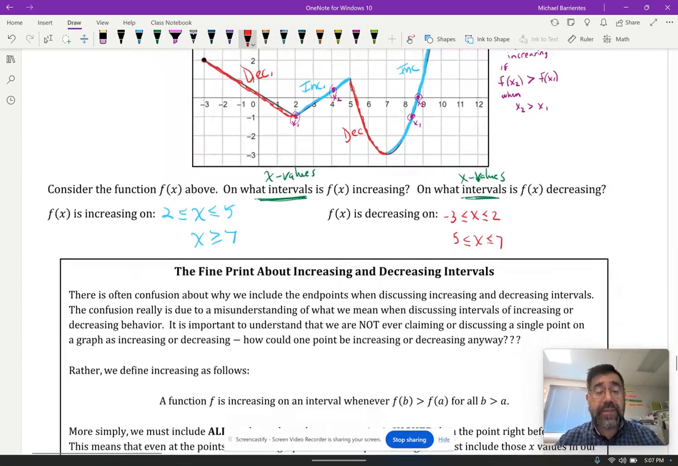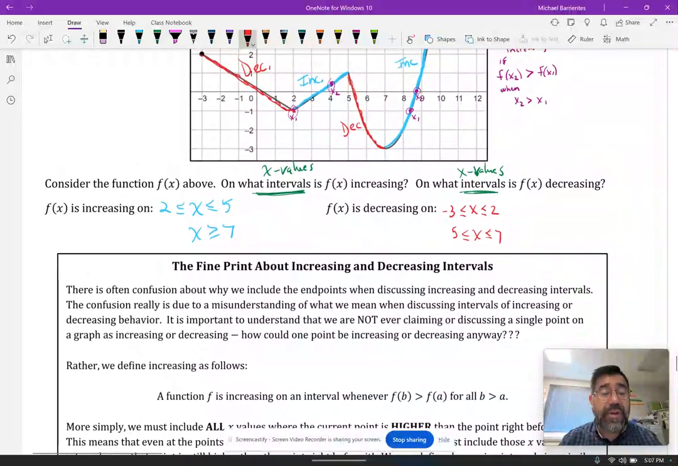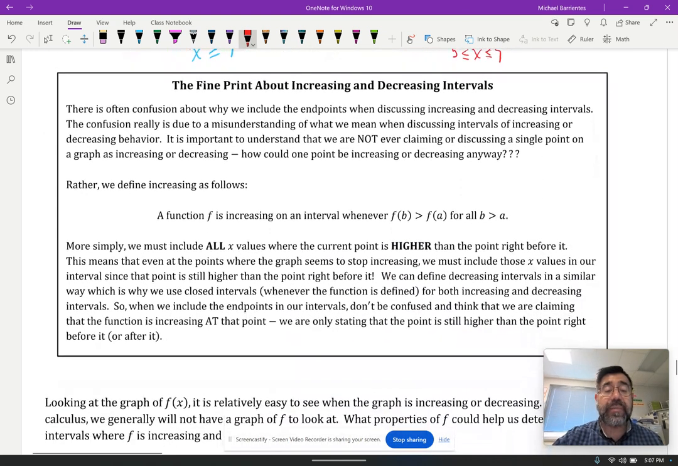Okay, and we should notice a couple of things. We should notice that I included the endpoints in these intervals, right? I included 5, I included 2, I included 7. I know that because there's a less than or equal, and then -3 is included, 2 is included, 5 is included, 7 included. And so the question becomes, well, wait, why did you include 7 on increasing and then include 7 on decreasing? And so I'll let you take the time to read Brian's explanation here, and I think it's a very nice explanation about why we include the endpoints, right?